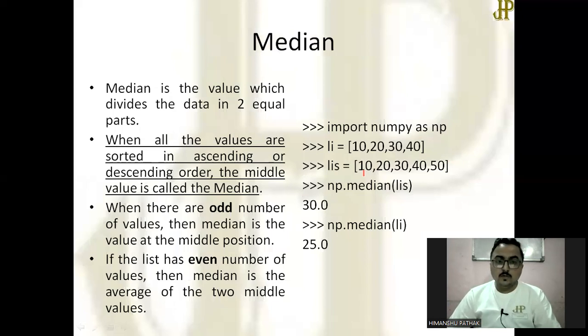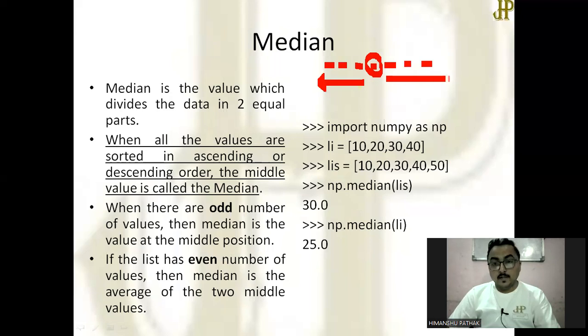Median is the value which divides the data into 2 equal parts. If there are 7 items, 1, 2, 3, 4, 5, 6, 7, it will give a middle value so that one part is on the right side and the second part is on the left side of the median, and that value is known as median. So how to calculate? It internally sorts all the elements in ascending or descending order and then calculates the middle value. And that value is known as median.